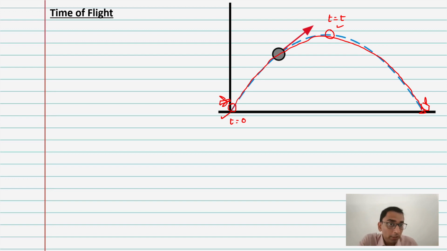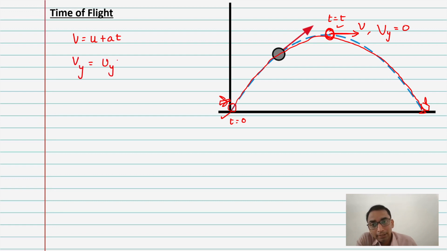What is most important for us is that at the maximum height, the velocity vector v is exactly parallel to the x-axis, which means the y component of velocity is going to be 0. We know that v equals u plus at, and if I write this equation for the y-axis, vy equals uy plus ay times t. As mentioned in the previous video, ay is minus g because it is the vector along the negative y direction. This time t is what we are interested in finding. This is the final position of the ball, and this is the initial position.